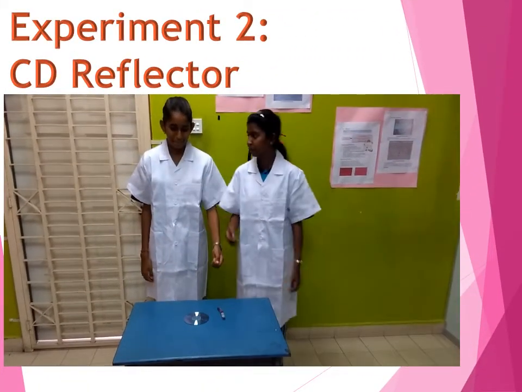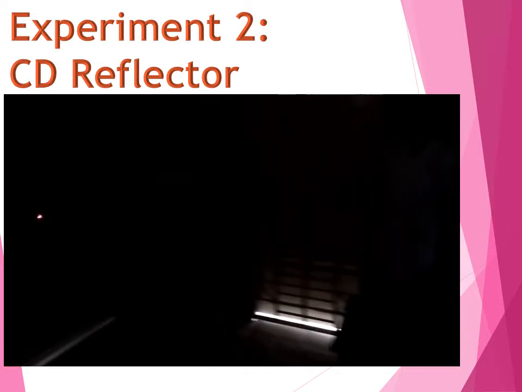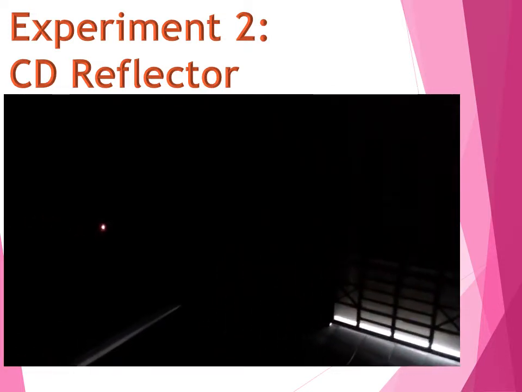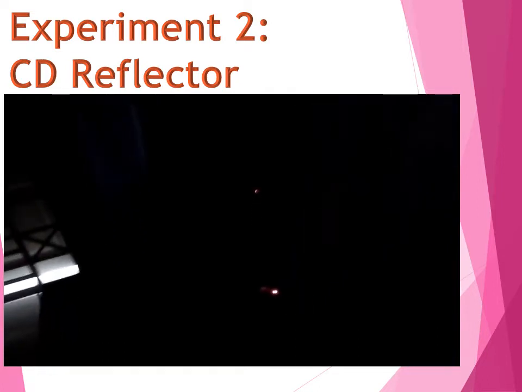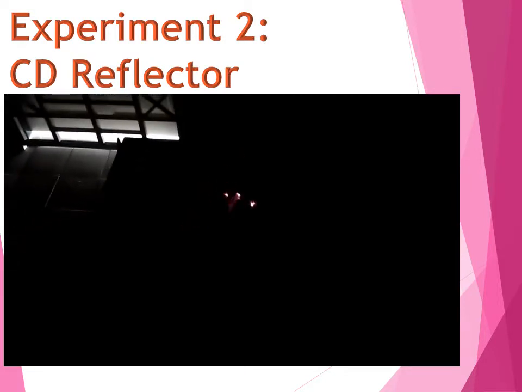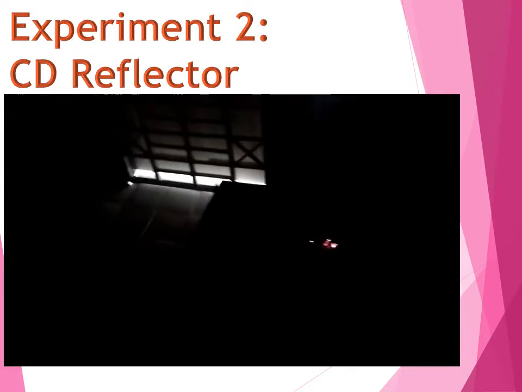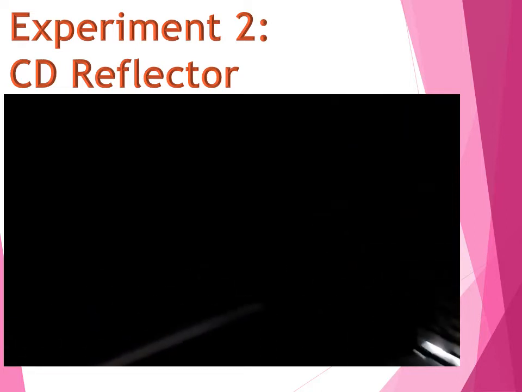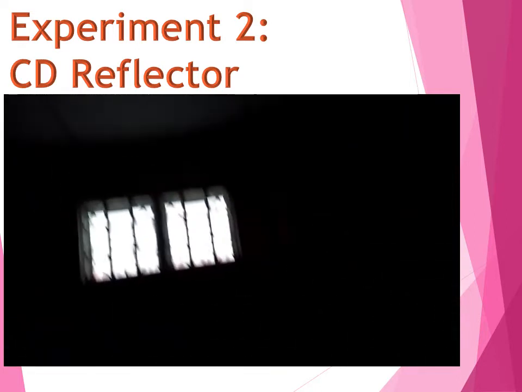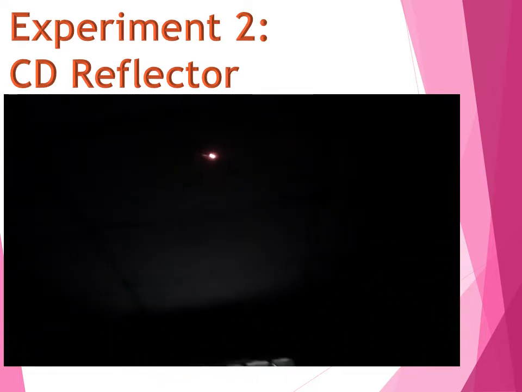Our second experiment is reflecting the laser beam on the surface of a compact disc. The surface of a compact disc is covered with concentric grooves, and when a laser beam shines on it, most of the light is reflected. However, the light that strikes the grooves is scattered in all directions. The light scattered from two of the grooves interferes constructively at only certain locations, which results in a diffraction pattern.